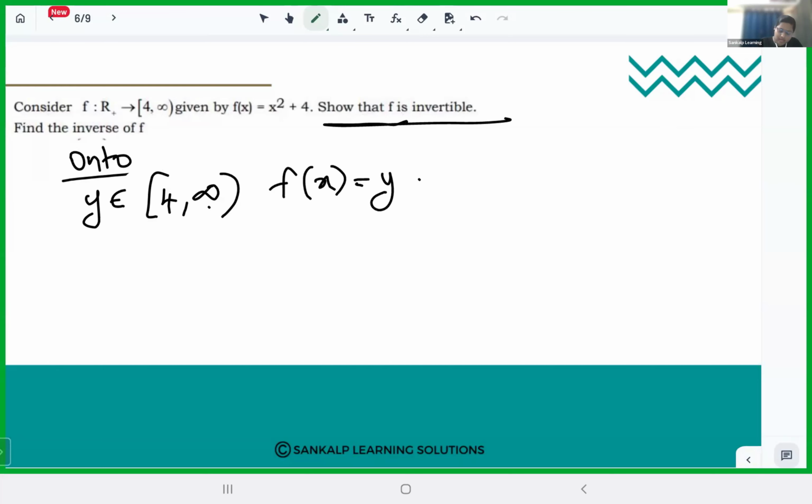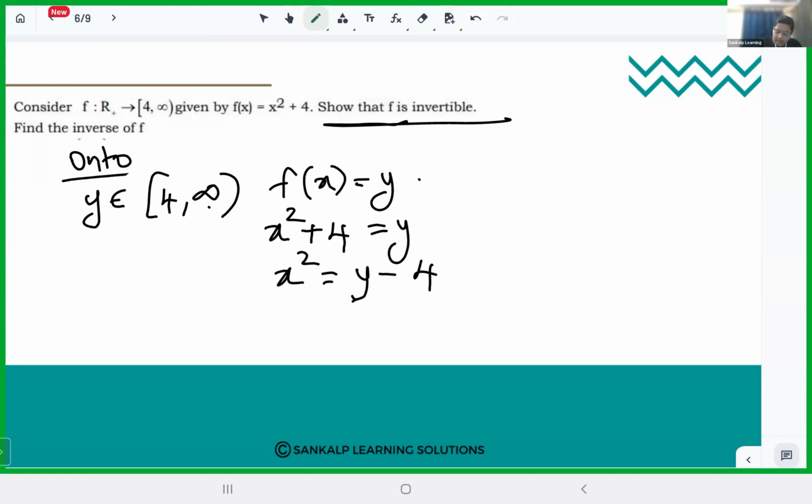And what is f of x? Which is nothing but x square plus 4. So x square plus 4 is equal to y. So what is x square from this? x square is equal to nothing but y minus 4.